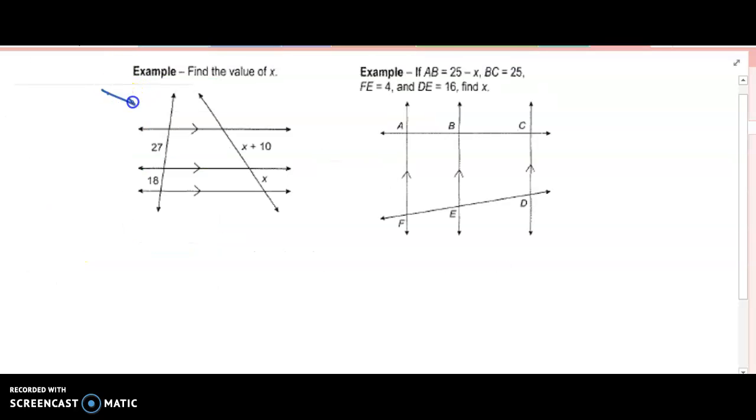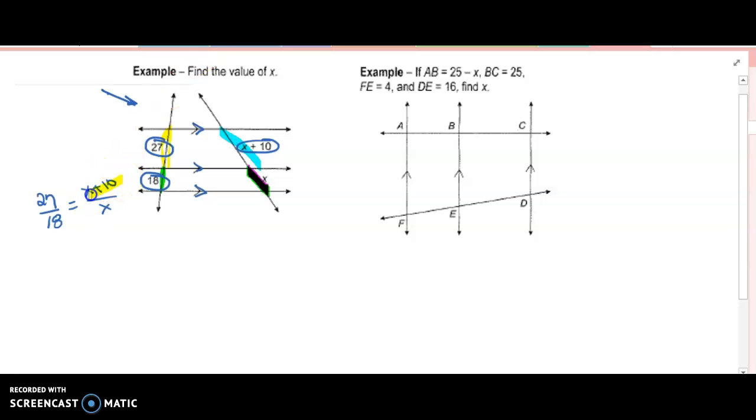All right, let's look at this one first as an example. Okay, so notice all of these are parallel. Okay, so I'm going to go ahead and I'm going to highlight these. Okay, oops, that should have been a different color. Let's do that right there. Okay, now I'm going to set up proportions. So I can say 27 over 18 is going to be equal to x plus 10 over x.